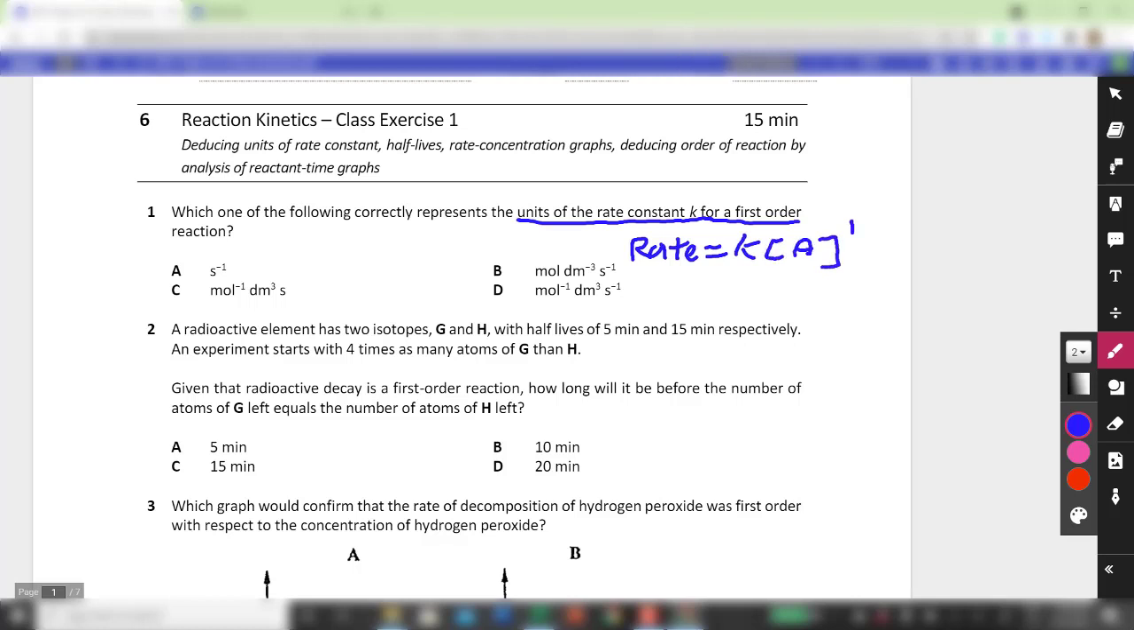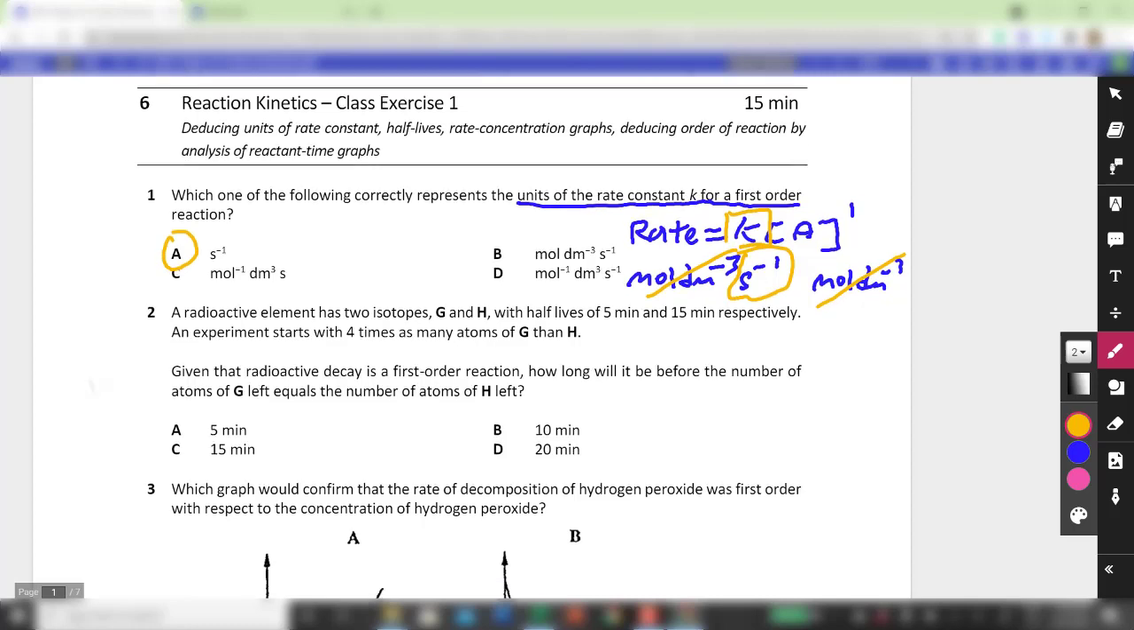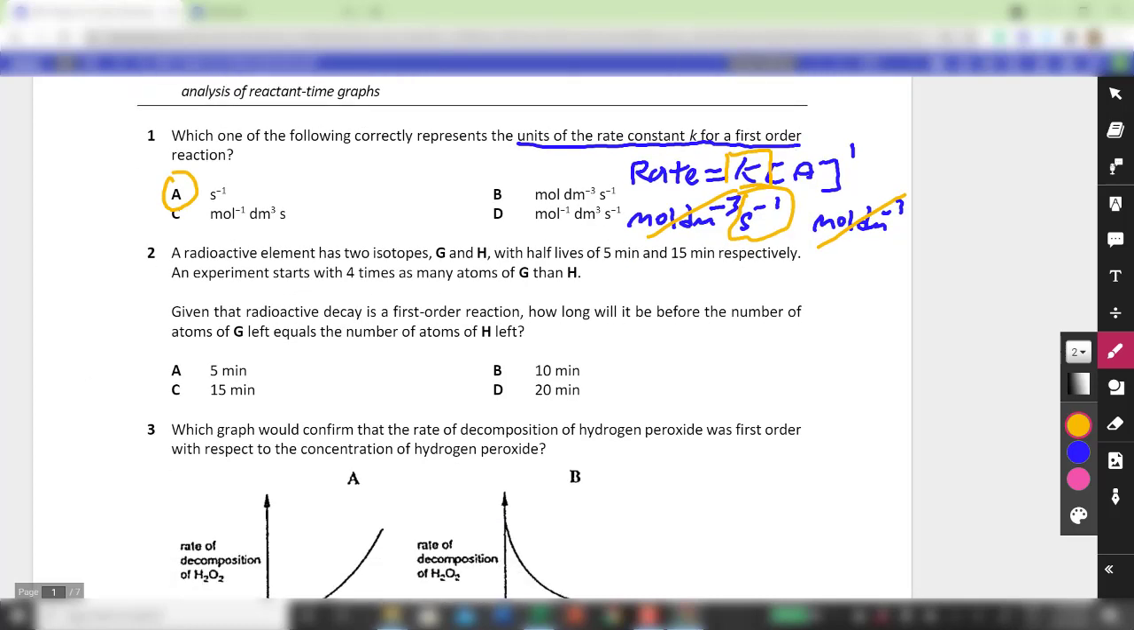The units for rate is usually moles per dm cube per second, and the units for concentration is usually moles per dm cube. So if you look at both left and right, the units for concentration cancel off, and therefore the units for the rate constant will be per second. So in that case, I will choose option A. This can be done quite fast, or if some of you want to commit to memory, you can just memorize, but my suggestion would be if you can derive it, just derive it quickly.